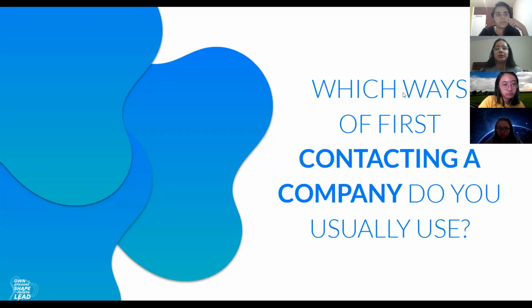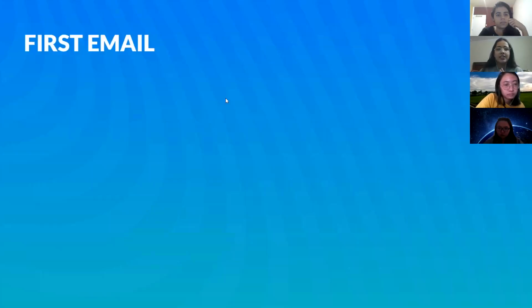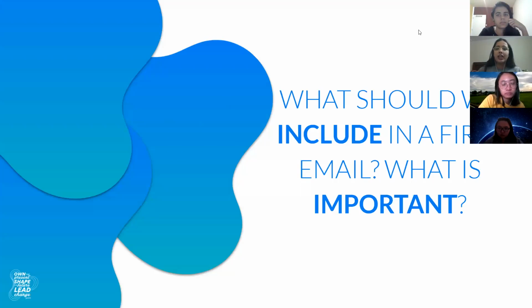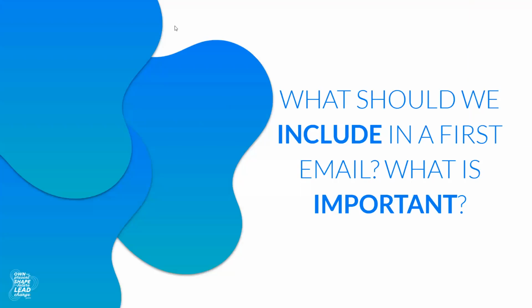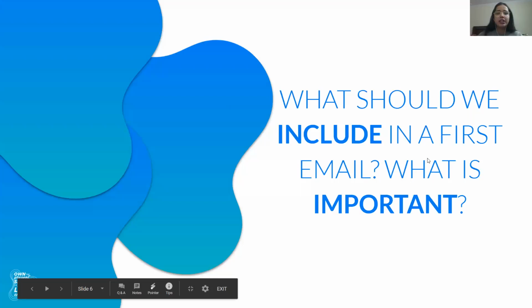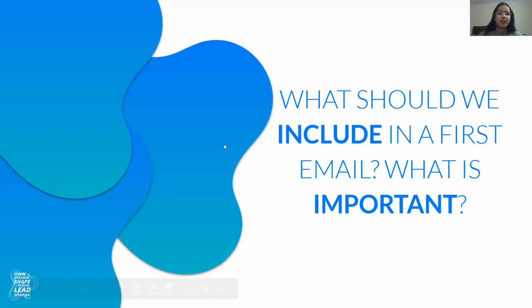The first method that we're going to be talking about today is the first email. The first email you send the company is basically your first touch point with that company, whichever that company is, if it's an actual prospect, if it's just a company that you've heard of, etc. So the first thing we're going to discuss is what your first email should look like. A quick question: what should we include in a first email and what is important? For those of you who send out emails as the first contact, what do you write in your emails? What's the thing that you include in it?